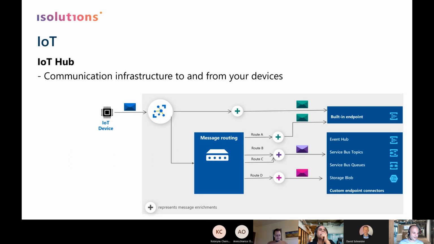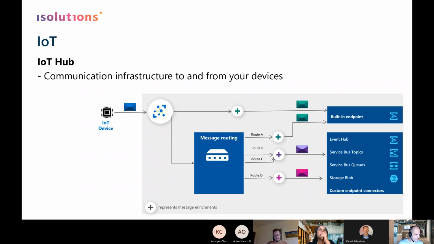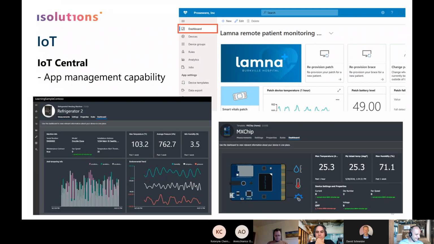But there is another offering which is interesting. Oh, I just added the slide in the wrong place. Sorry about that. There is a second offering, which is IoT Central. IoT Central is a capability to define applications on top of IoT Hub. So you can have your own application portal, and you can build something similar to business intelligence dashboards, where you can click and see data. But here, the data is coming from your IoT devices.